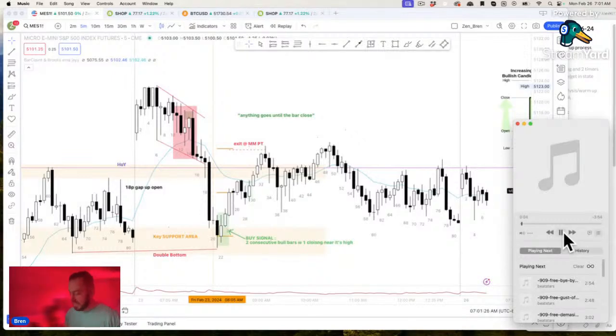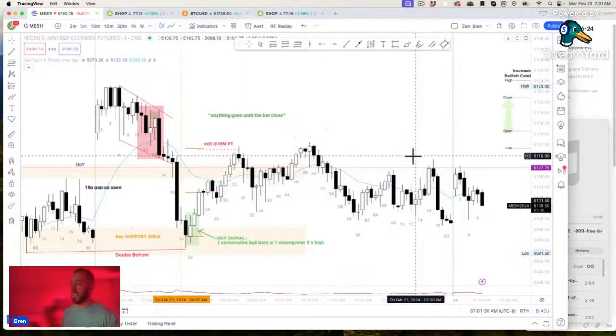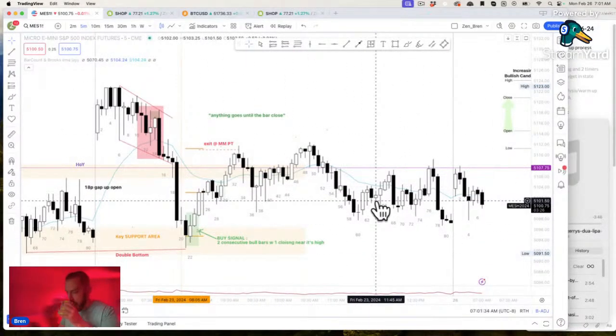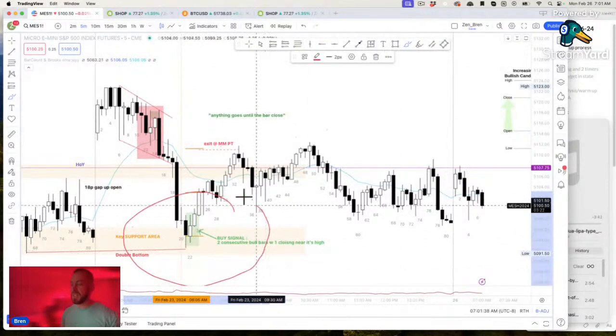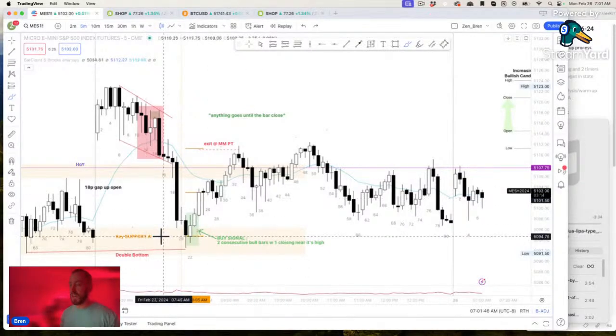We are day trading the S&P 500 futures. Let's have a look at yesterday. This is yesterday. That was Friday. I pointed out this key support area. Support and resistance. One of the most important, the most important thing to understand in all of trading.